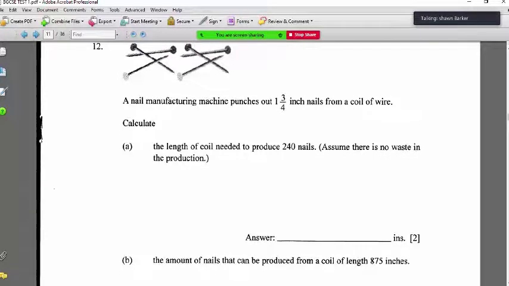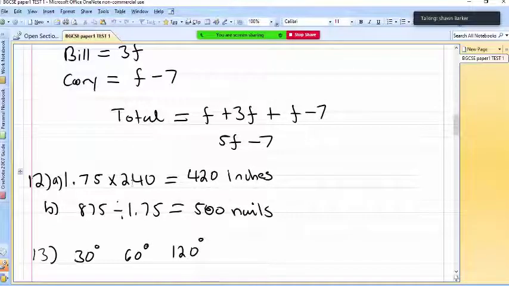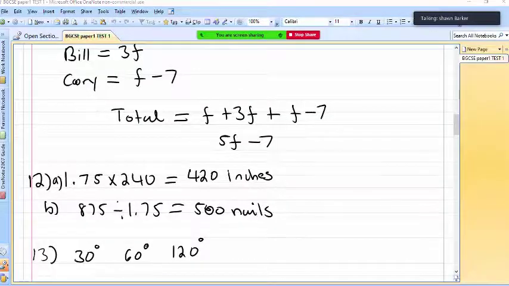So I multiply 1.75 inches times 240 nails, because that's how many nails I'm going to be producing. And so the total length, when I multiply those two together, will give me 420 inches. Okay, so that's how you calculate part 1.